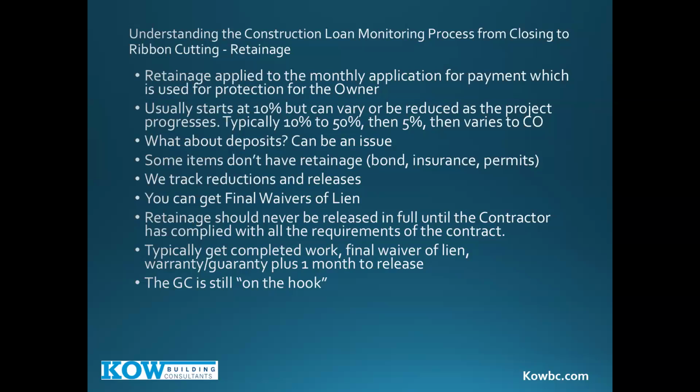The other thing is that some line items don't have retainage, like bond, insurance, permits. Those are usually requested upfront, requisition 1, sometimes even requisition 0, which is basically your closing, 100% payment for bond, insurance, and permits, no retainage. Not unreasonable, very real world. We track these. We track the reductions, we track the releases, and then we hopefully get final waivers of lien from the subs as well as from the GC.